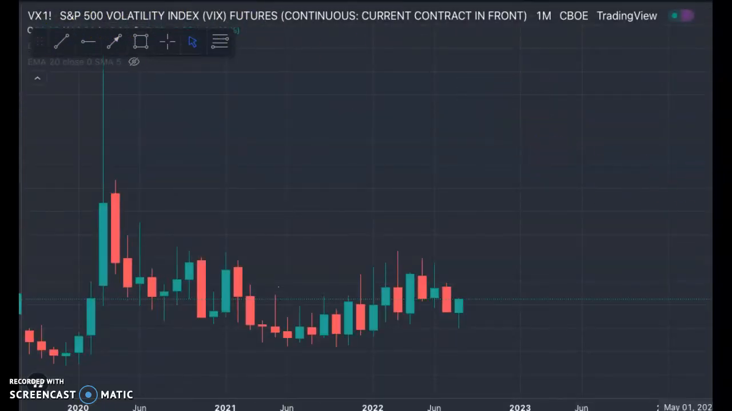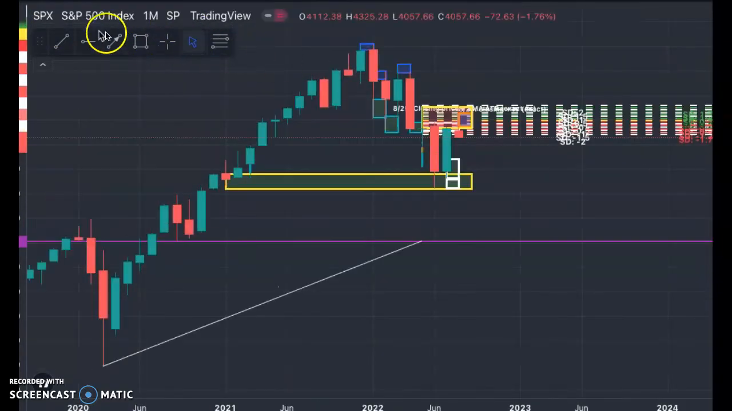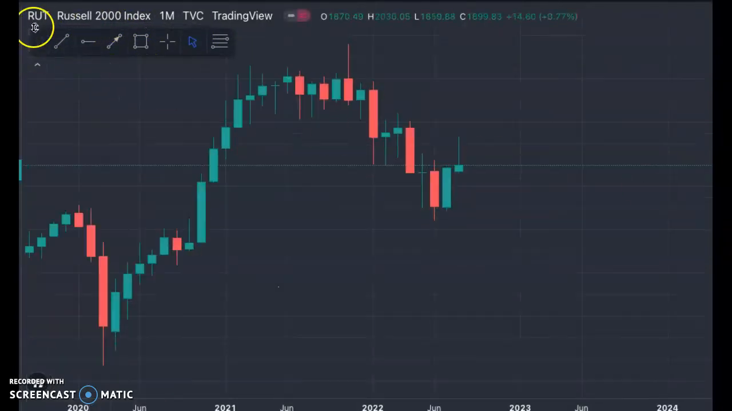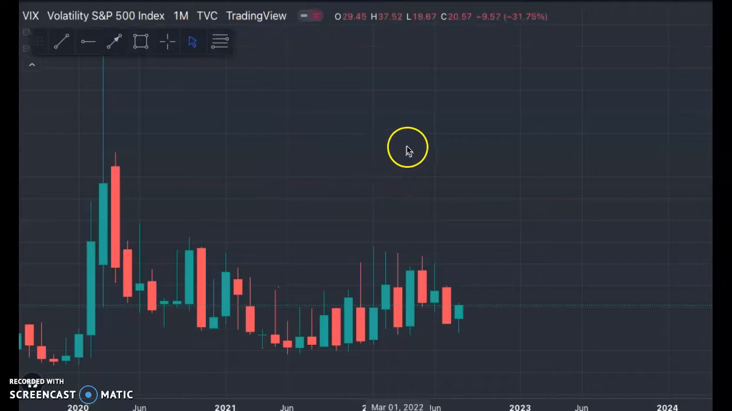For the U.S. market, I use these futures charts to tell me what's going to happen in the U.S. market. The U.S. market tickers are the DJI, the Dow Jones Industrial; SPX, the S&P 500; NDX, the NASDAQ 100; RUT, the Russell 2000; and finally, my favorite, the VIX. The VIX measures volatility in the market. If you're ready to see me chart, get ready.